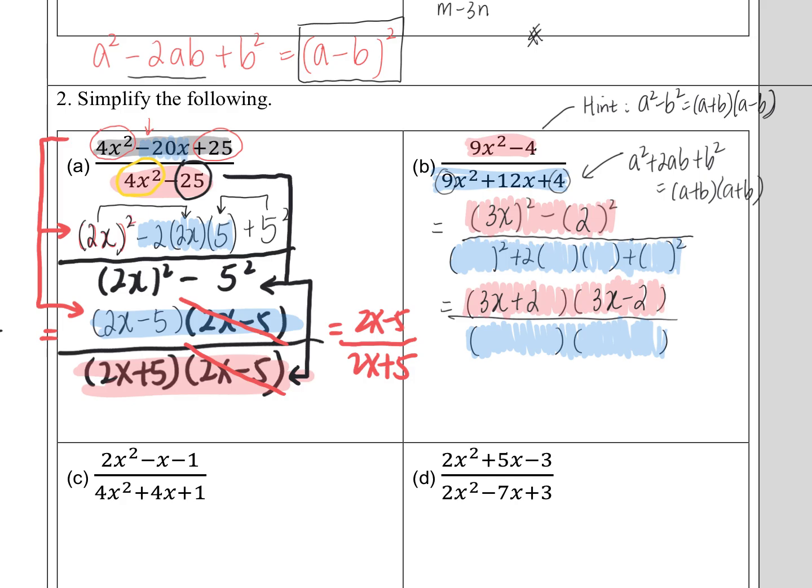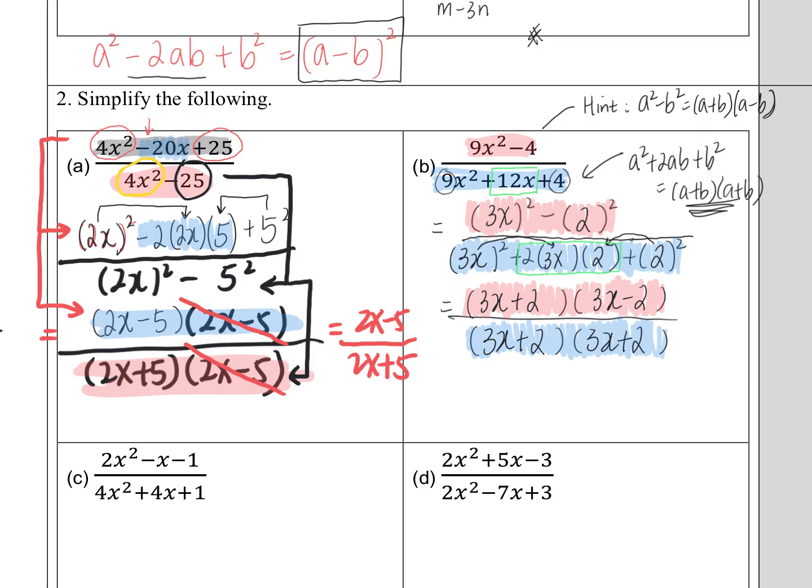Okay, now bottom, same thing. 9x square, I change it to 3x square. 4, I change it to 2 square. So we just copy only. This one copy here, this one copy here. Can you see that the middle one gives you 12x, which is exactly what you want. So now you can change it to a plus b and another a plus b.